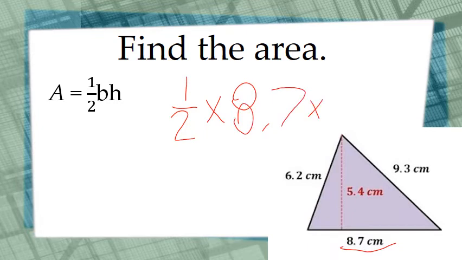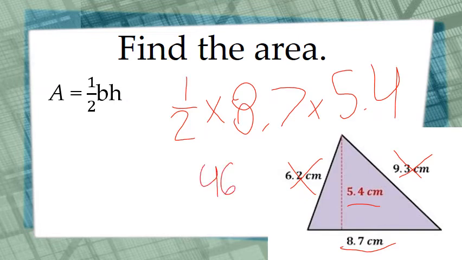What's the height? Well, sometimes it's on the outside, but sometimes it's this dotted line on the inside. So in this case, it's 5.4. The 6.2 and the 9.3, we don't need them. They're irrelevant to what we need for this problem. They're just extra numbers. So we've got our 5.4 height. That's how tall the triangle actually is. 8.7 base, and we got to times it by 1/2. So let's multiply 8.7 times 5.4 first. 8.7 times 5.4, you get 46.98.